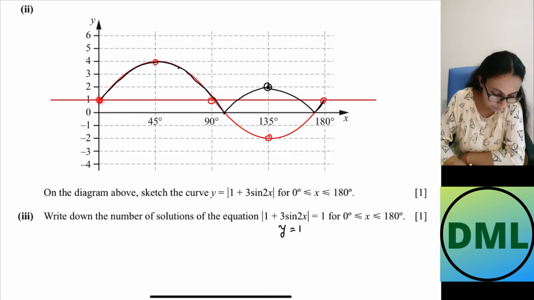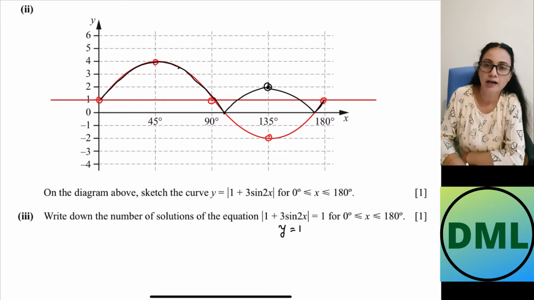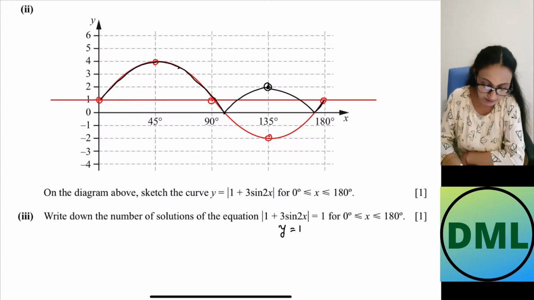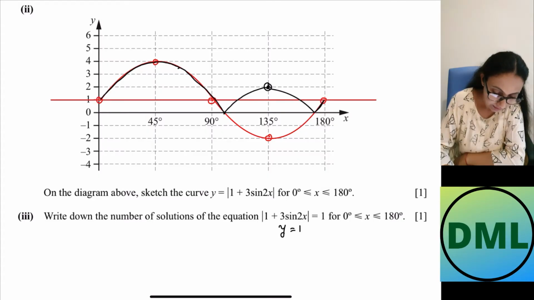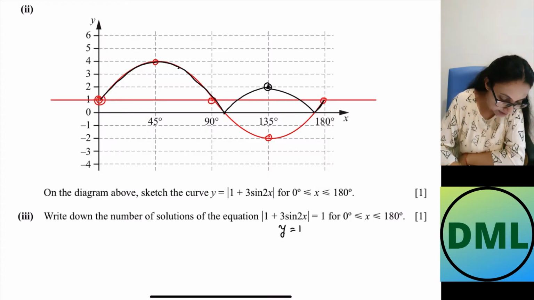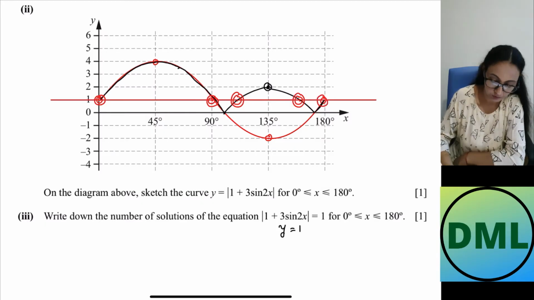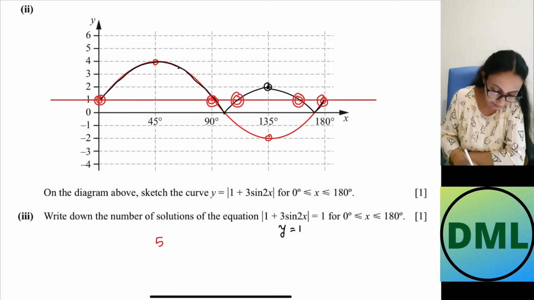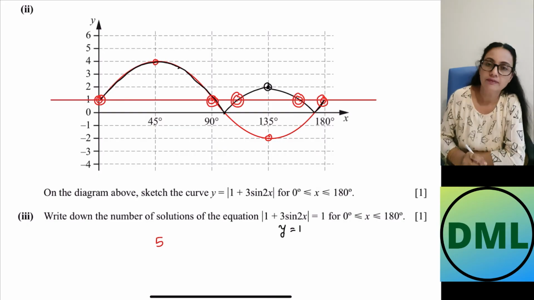It touches here 1, here 2, here 3, here 4, here 5. That means there are 5 solutions here. Let's mark it here. So it will be first, then second, then this will be third, this will be fourth, and this will be our fifth solution. The number of solutions will be 5 here. Let's see one more example.